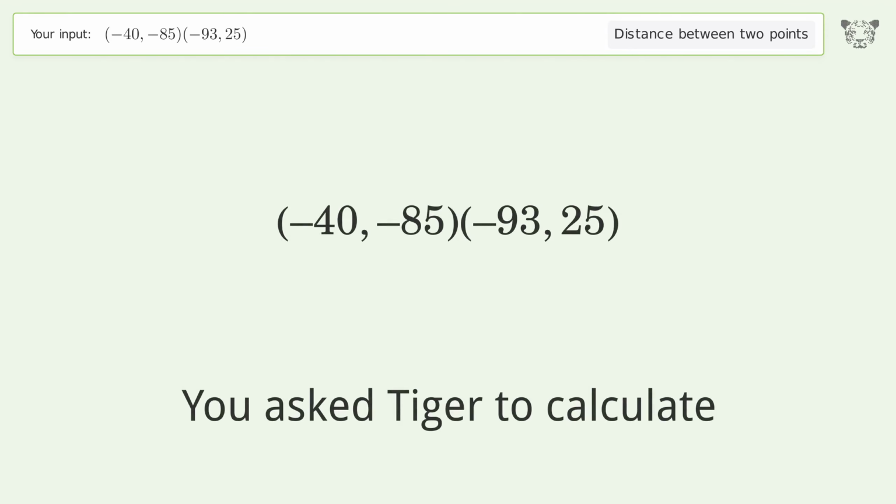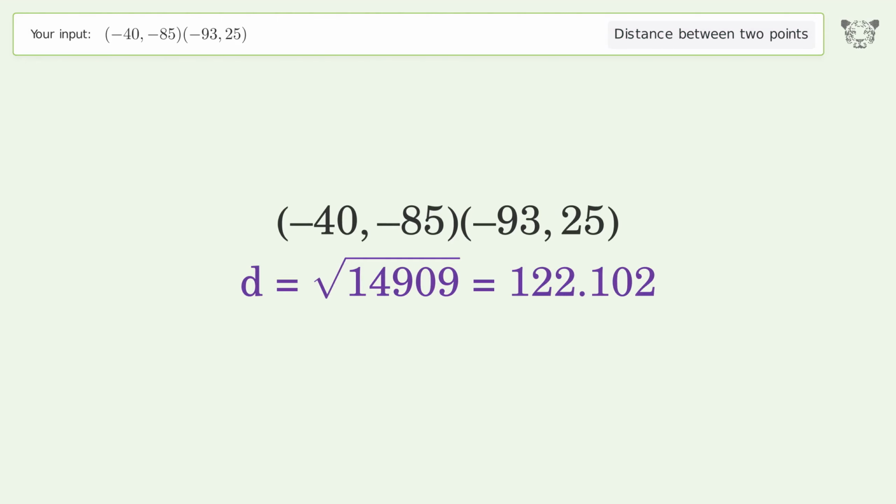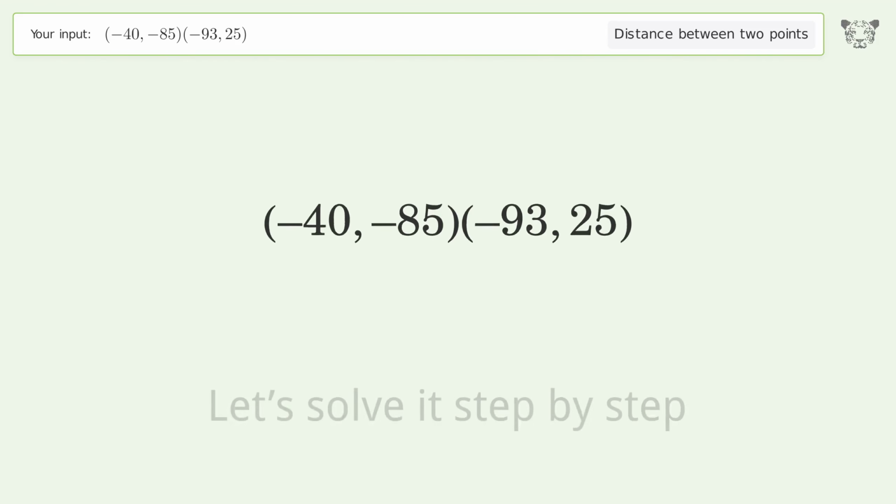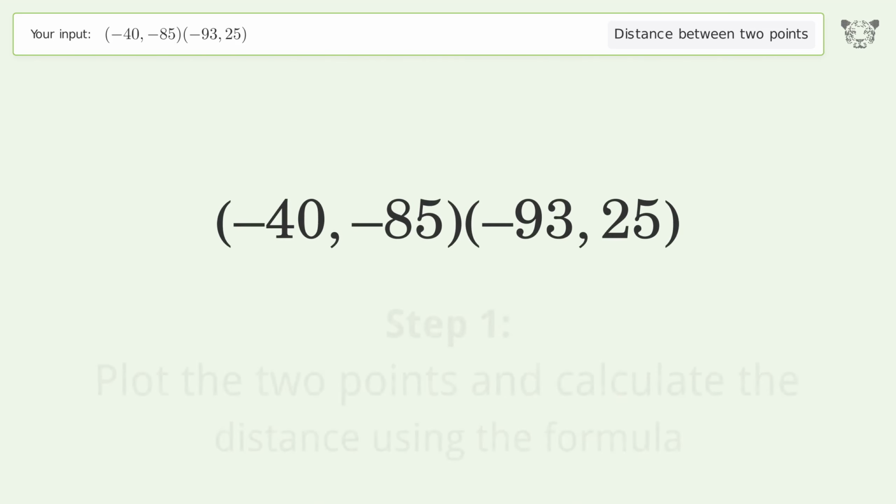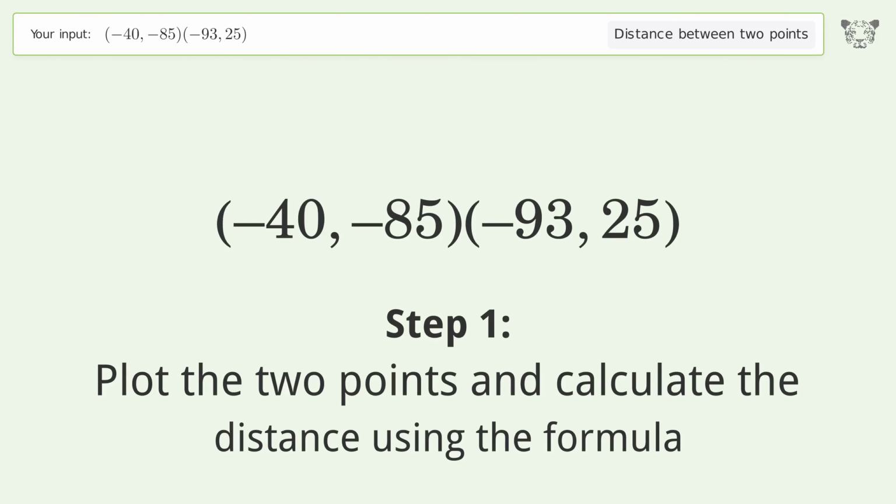You ask Tiger to calculate. This deals with the distance between 2 points. The distance between the 2 points is the square root of 14,909 or 122.102. Let's solve it step by step. Plot the 2 points and calculate the distance using the formula.